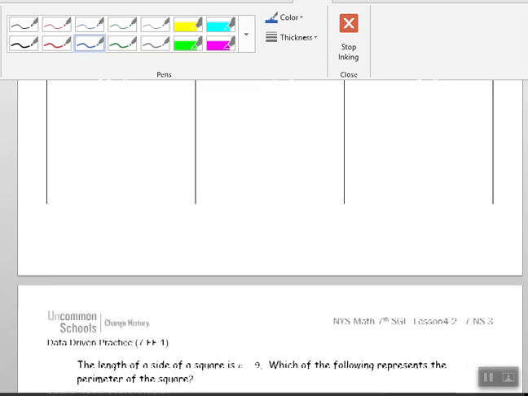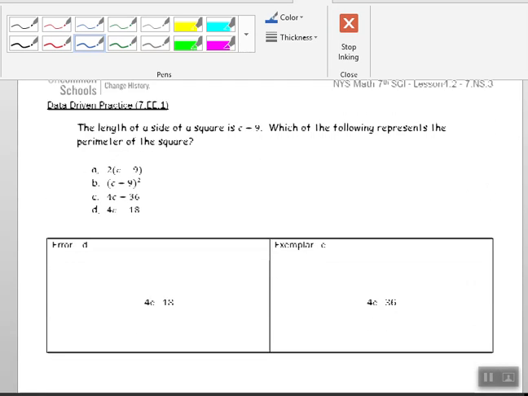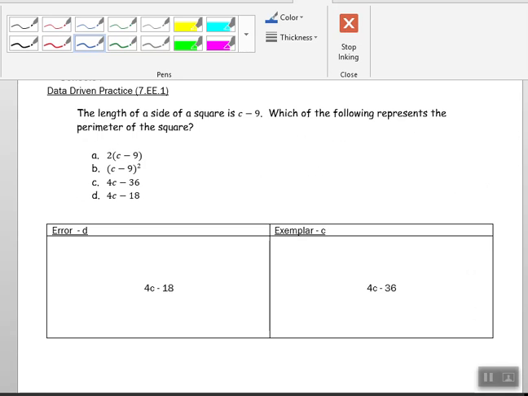Nope, I think we've covered it. So let's take a look at this practice down here. Let's take a look at our problem. The length of a side of a square is c minus 9. Which of the following represents the perimeter of the square?